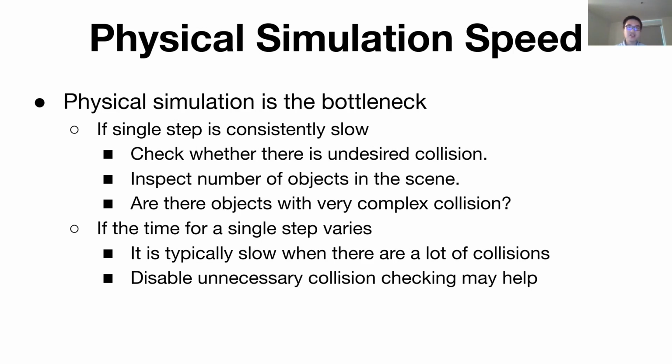Next, if the physical simulation speed varies across multiple steps, what you may need to watch out for is that certain steps may have a lot of collisions and certain steps may not have a lot of collisions. And to speed up the slow steps, like before, disabling unnecessary collision checking may help the speed here.